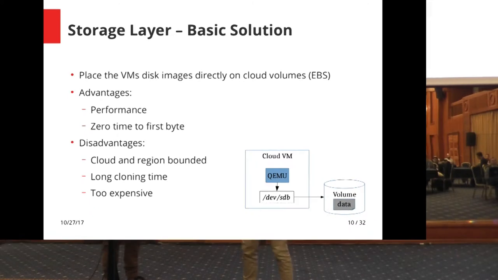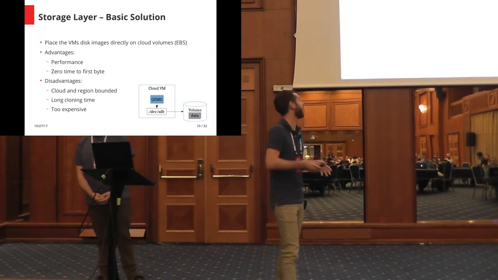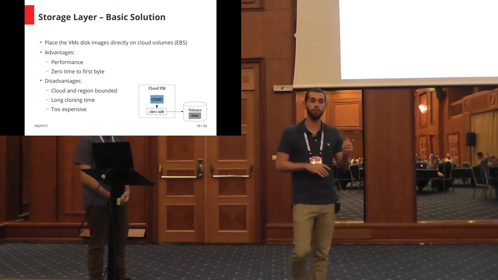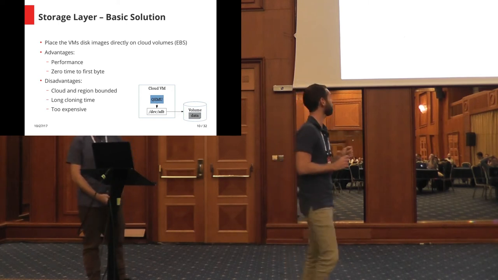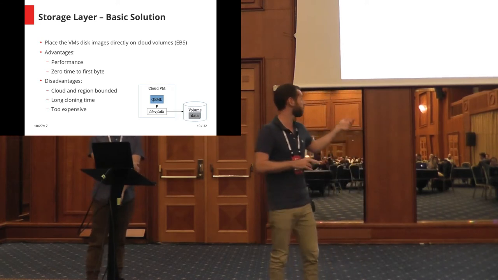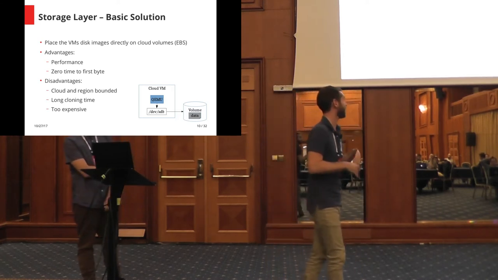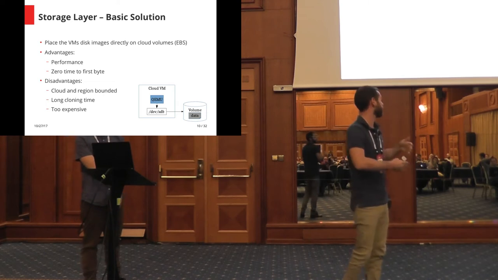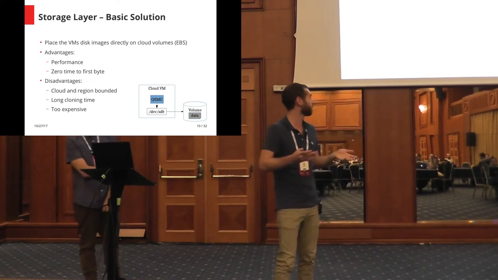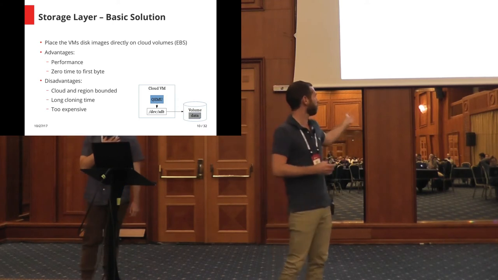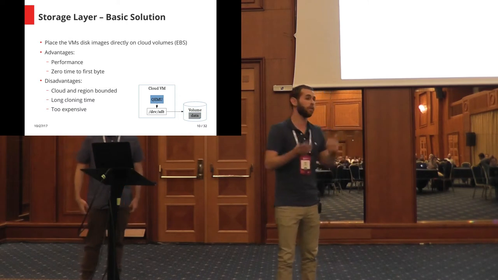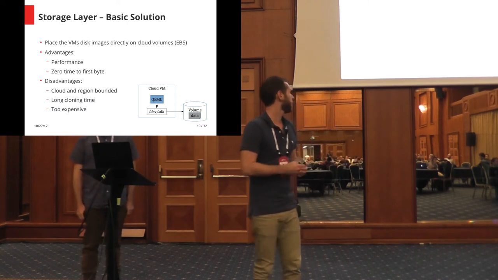Let's try the most basic solution. We can place the VM data directly on the cloud volume, EBS, for those of you who know that. The cloud volume is a persistent block storage device that is exposed to the cloud instance. You can attach it, and by that you can expand the disks for the VM. So we can place the data on the volume, whether the VM was started or stopped.